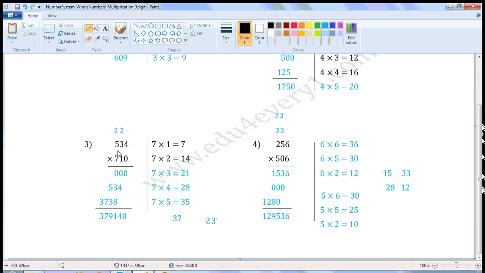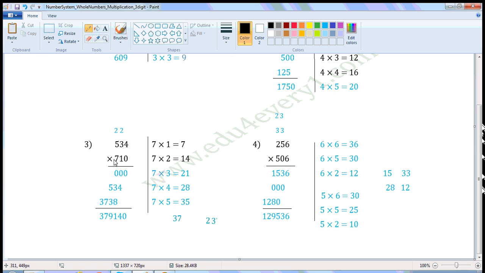Next one, 534 into 710. First we have to multiply 534 with 0, then with 1, then with 7. Now 0 into 4 is 0, so write 0 here. 0 into 3 is 0, write 0 here. 0 into 5 is 0, write 0 here. Now 1 into 4 is 4, so leave one space and write 4 below 0. 1 into 3 is 3, so write 3 before 4. 1 into 5 is 5, so write 5 before 3.